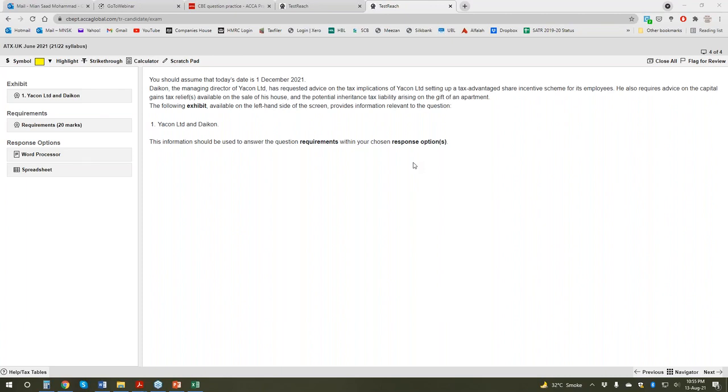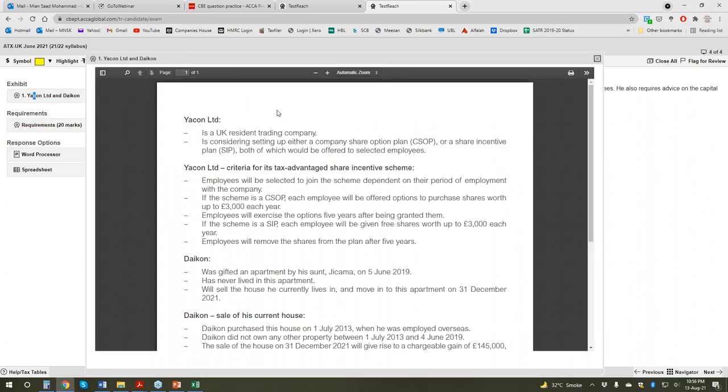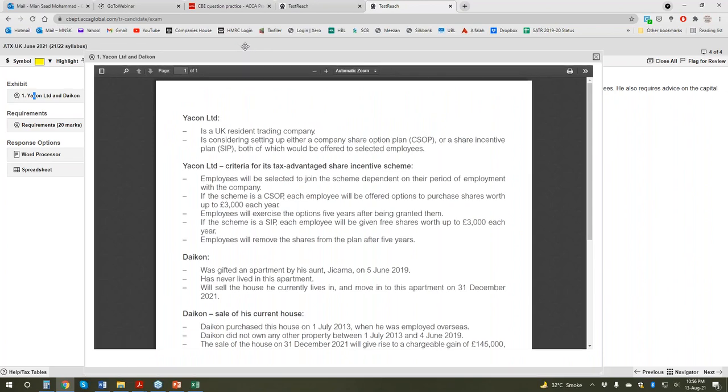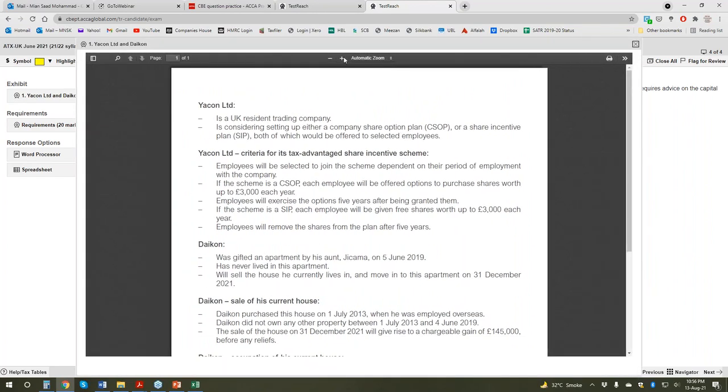I guess that is what the PPR part and letting relief part is. And the potential IHT liability on the gift of an apartment. So I was right that this part relates to inheritance tax. The following exhibit, available on the left-hand side of the screen, provides the information relevant to the question: Y Limited and Daikon. The information should be used to answer the question requirements within your chosen response option. That's fine. Let's read the scenario now. I will zoom in so that everybody can see it clearly.